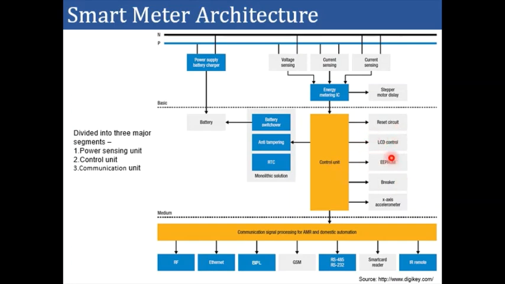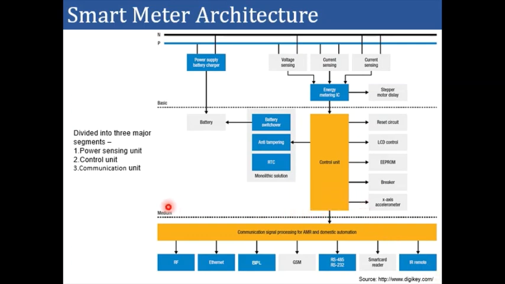And similarly the LCD control will keep on showing the various parameters. So control unit will send the information to the LCD control unit to display the parameters on the display. This control unit will also derive lot of quantities. Say for example, using voltage and current, it can derive the real and reactive power consumption and show in the display. Now after all those informations are processed, you might need to send this information to a remote server.